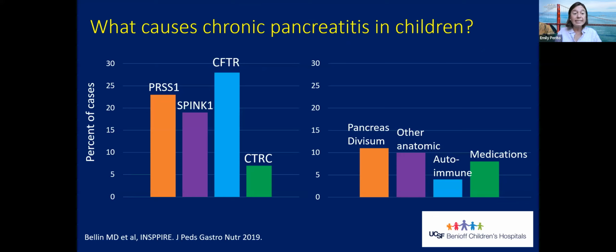What causes chronic pancreatitis in kids? So this, again, is prevalence data from the INSPIRE cohort, and just makes the point that a lot of the kids have one or more genetic mutations. These names are probably familiar to you. PRSS1 was probably the most common single factor that onsets in kids, but certainly we see a lot of other mutations as well. And then we always think about other anatomic issues that might predispose to chronic pancreatitis. We see a little bit of autoimmune pancreatitis, either acute recurrent or more of a chronic picture. And we think about medications as well.